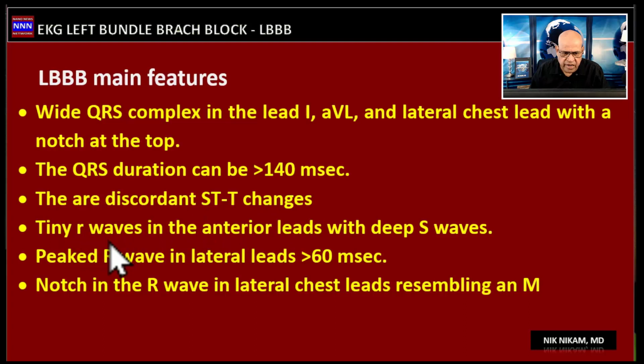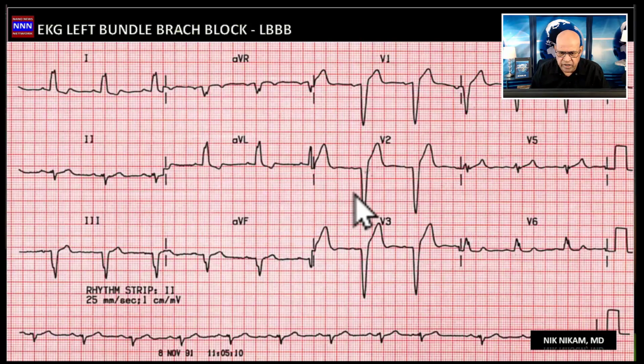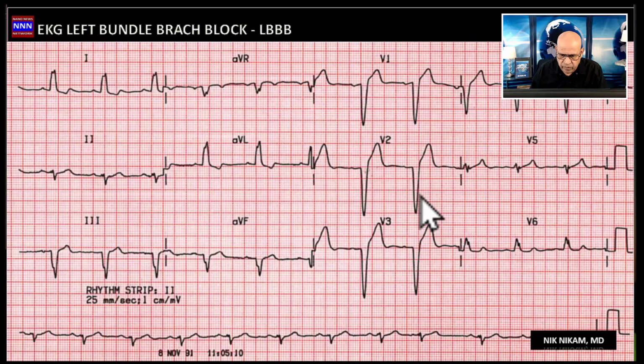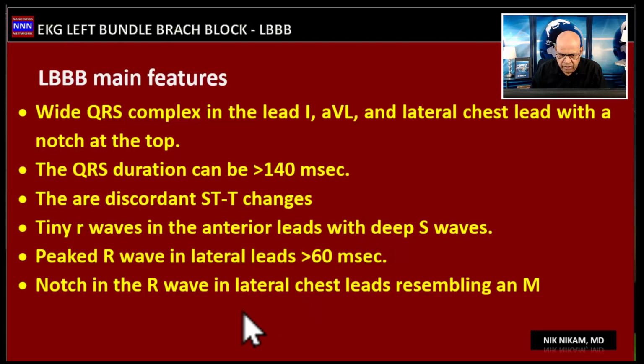We are going to see tiny R waves in the anterior leads with deep S waves. Even though they are called QS complexes, they are actually RS complexes. As we can see, there's a tiny R wave here, and that's a more common finding than to see QS complexes, but they both occur in different cases. So those are some of the features which highlight the presence of left bundle branch block.